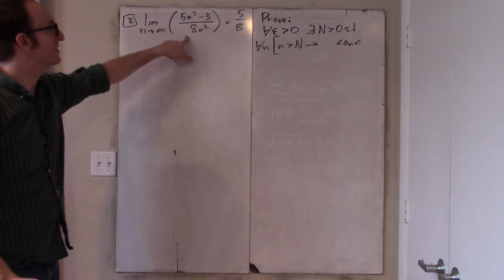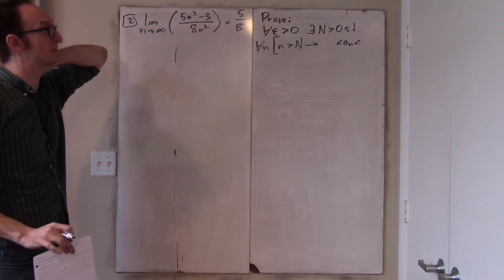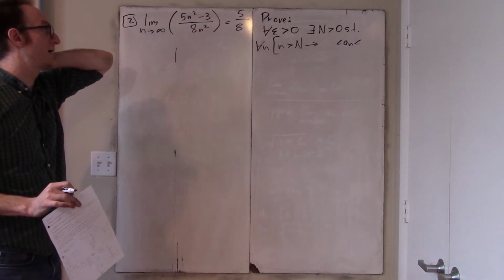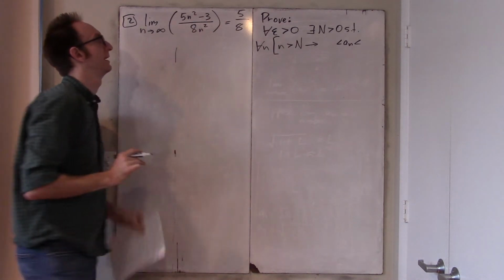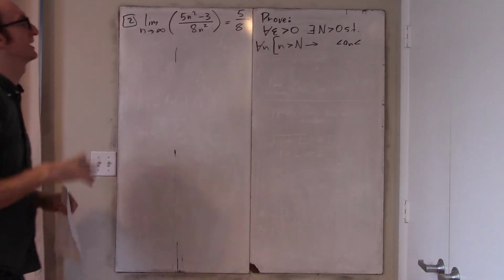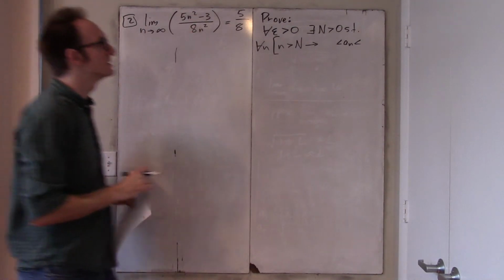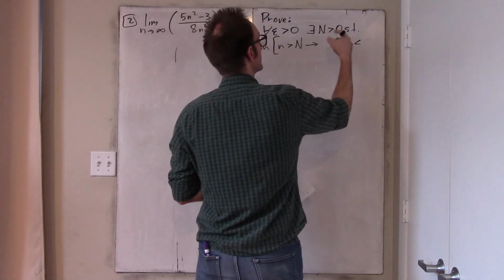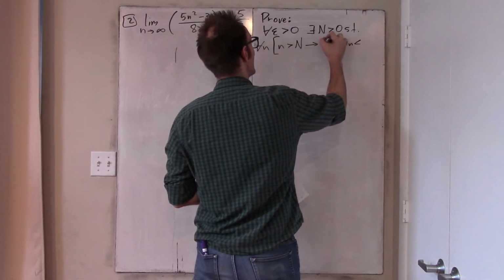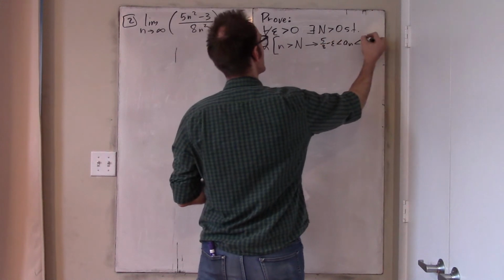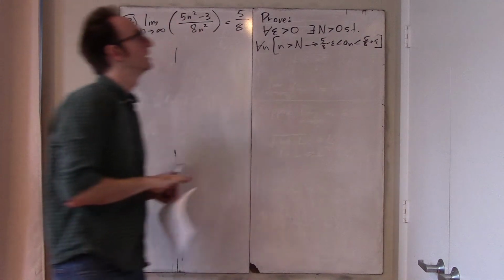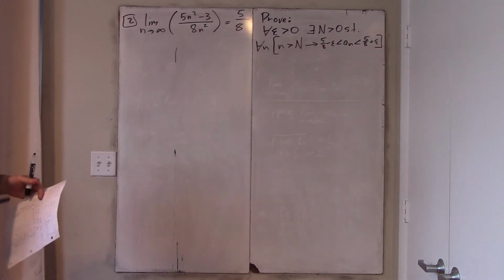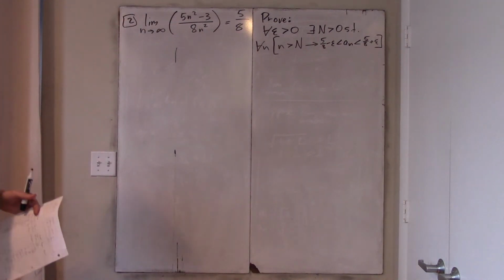Okay, well, here I think it's pretty obvious that the limit of the sequence is 5/8. So the limit here is 5/8, so this is going to be 5/8 minus epsilon, 5/8 plus epsilon. Okay, great. That's what I need to prove.